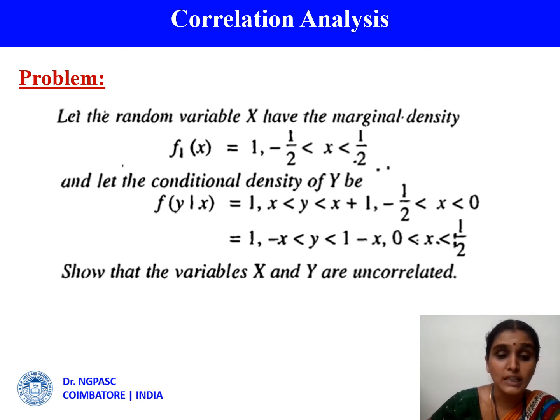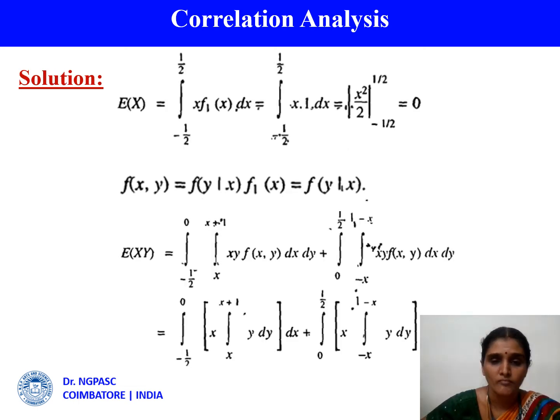And we have to show that the variables x and y are uncorrelated. That means we have to prove that r is equal to 0 here. So here f y given x implies that y is depending on x. That means the occurrence of y is depending on the occurrence of x. So we are writing the marginal density function and the conditional density function here.